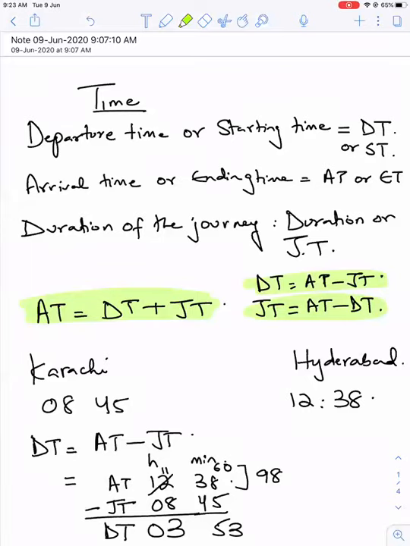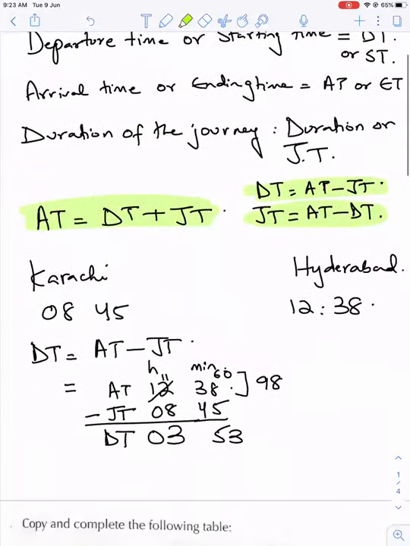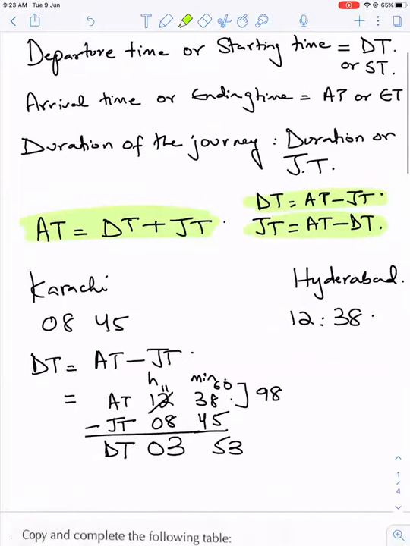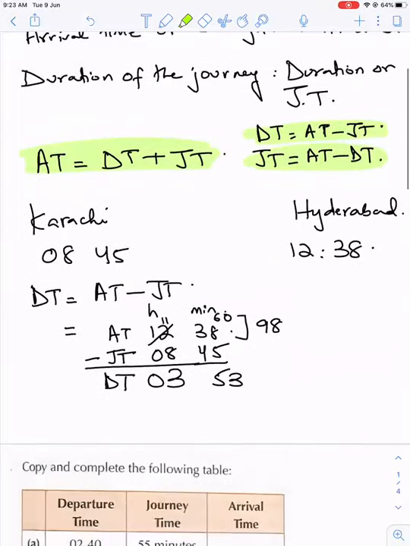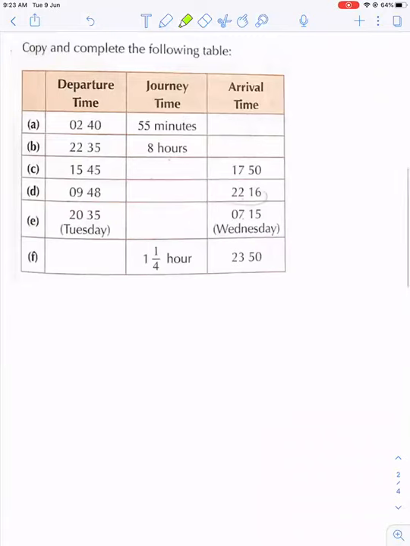We'll do questions which will help you to understand how to do these subtractions and additions. Starting with the first question here, a table is given to us. The first column is the departure time, the second column is the journey time or the duration, and the third column is the arrival time.